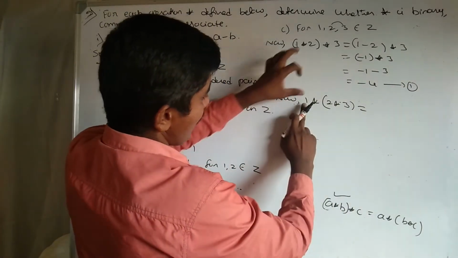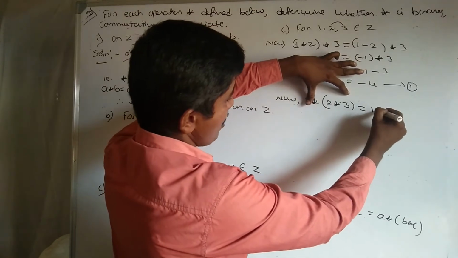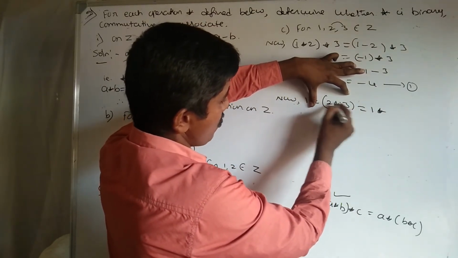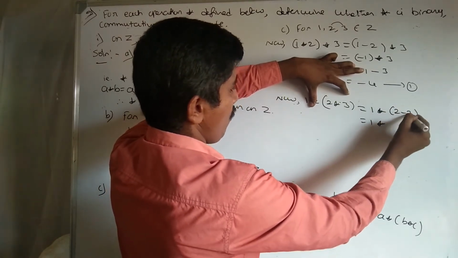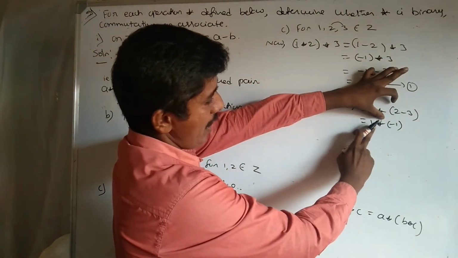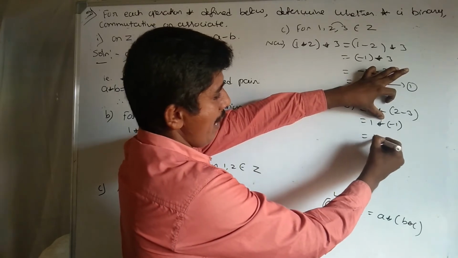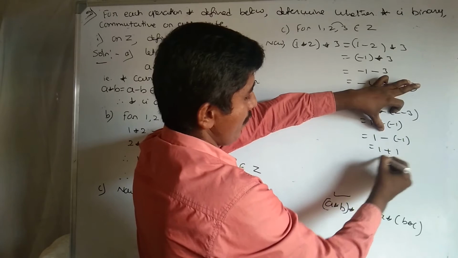Now the RHS, A star (B star C). 1 star as it is. First, within the bracket, B star C is B minus C, which means 2 minus 3, which is minus 1. So 1 star of minus 1. Now define the binary operation star, A minus B, with B equal to minus 1, so 1 plus 1 is 2. Call it equation 2.